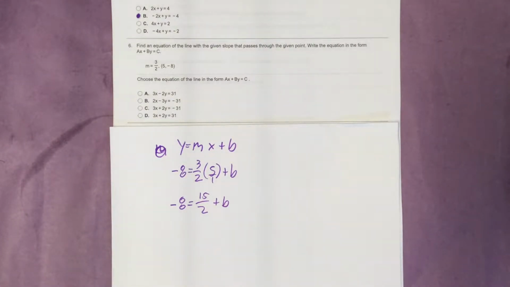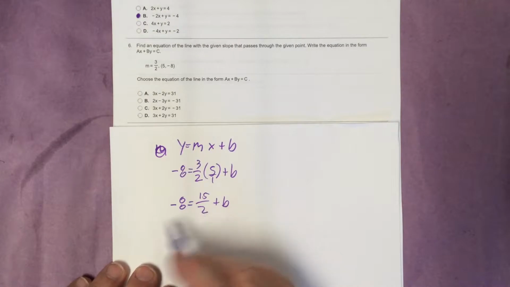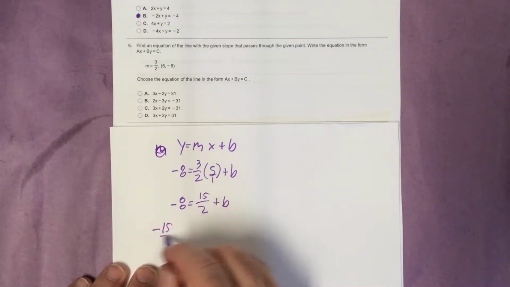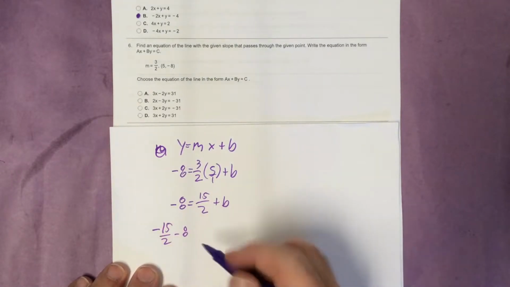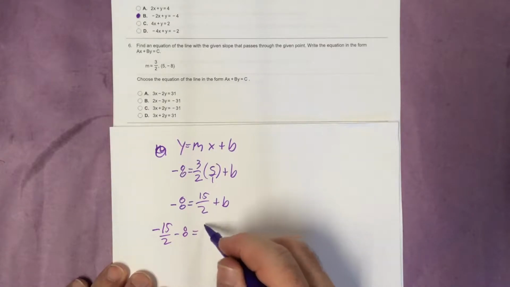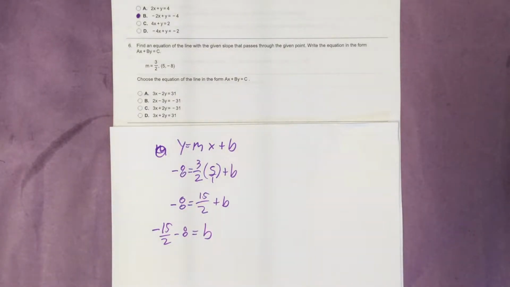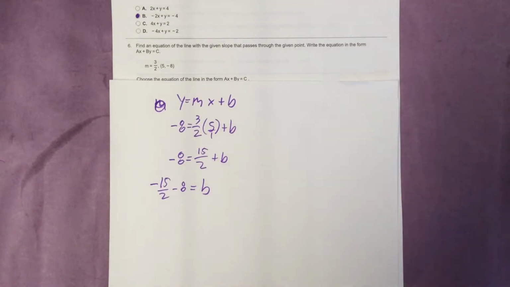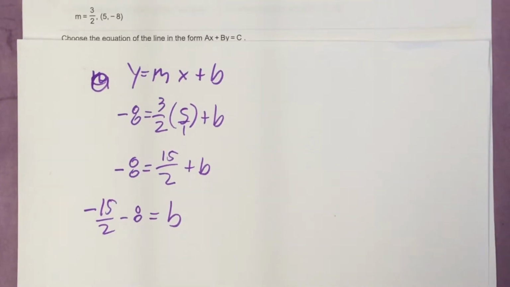So we want to get b by itself here. In order to do that, we need to take this 15 over 2, and we need to make it -15 over 2 minus 8. That's going to equal b. And guys, I just realized here that I'm kind of far away from this work here, so I'm going to go ahead and move that up and close in a little bit here for the video.